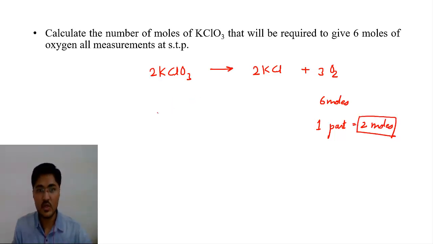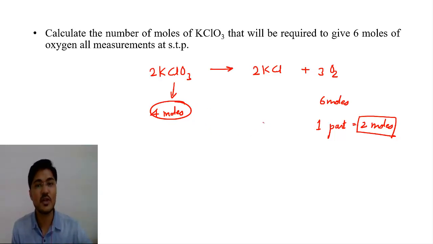And so we will require 4 moles of KClO3, that is 2 into 2. That's a very easy question. Now let's look at the next question.